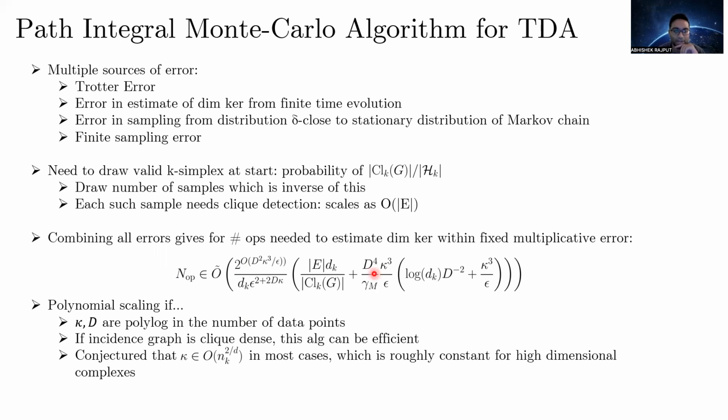And I should also add that this, again, is gamma m. This is the structural gap in the Markov chain. The only thing you know about this is that it's greater than 0, but less than or equal to 1. And unfortunately, this is the only parameter that's a bit of an unknown for this whole procedure.